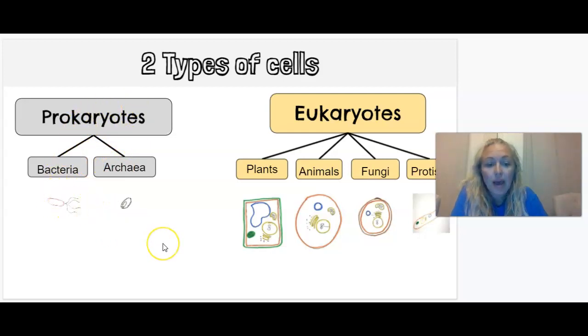Hopefully you notice off the bat that there are some commonalities and differences between these cells. And the one major difference between prokaryotes and eukaryotes just at first sight is their size. Eukaryotic cells are quite a bit bigger than prokaryotic cells.